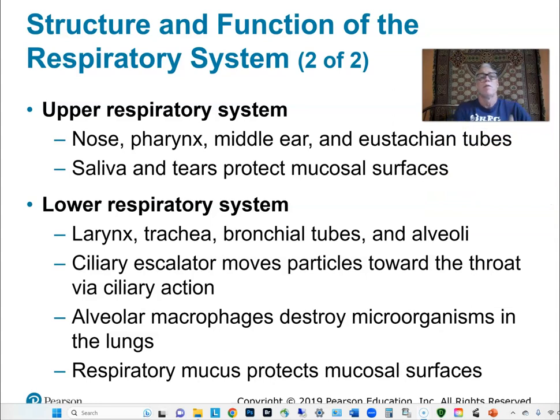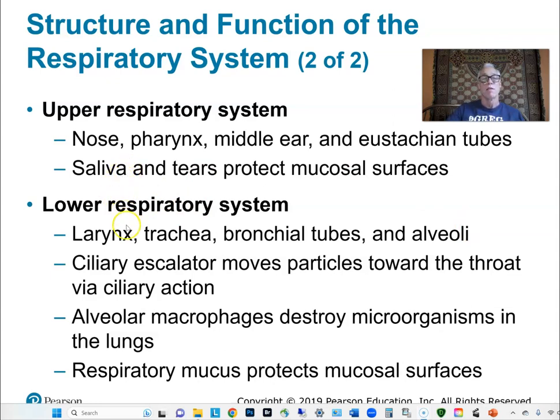So first we'll take a look at the respiratory system. There's the upper respiratory system, which is everything superior, or towards the head, from the larynx, the voice box, and then everything below the larynx is the lower respiratory system. So the upper respiratory system includes the nose, the nasal cavity, and the pharynx, which is the throat, so-called, the middle ear, and the tubes that connect the middle ear to the pharynx, the eustachian tubes. Saliva and tears are present to protect those mucosal surfaces.